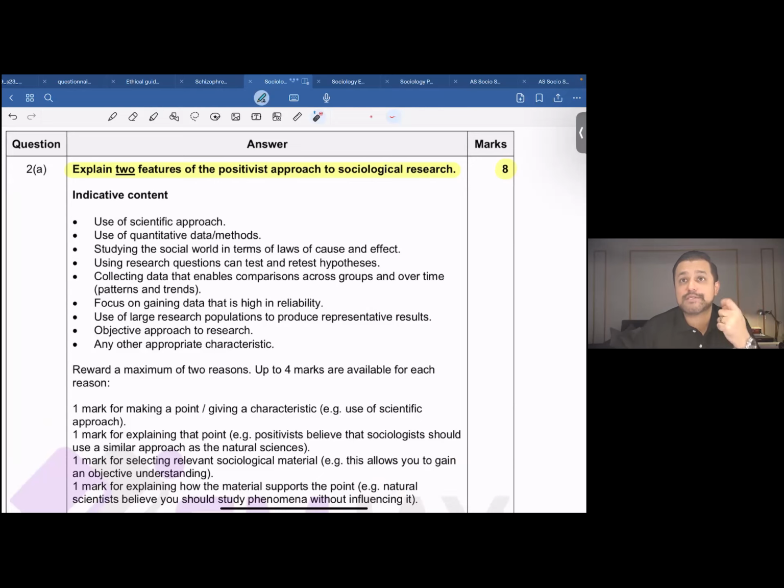If we speak about positivism, what is positivism? The idea of positivism was put forward by Auguste Comte. What are the features of this positivist approach, or what is it that you need to keep in mind related to positivism? The question reads, explain two features of the positivist approach. If we have a look at the marking scheme, there are 1, 2, 3, 4, 5, 6, 7, 8. There are 8 features that we have written over here.